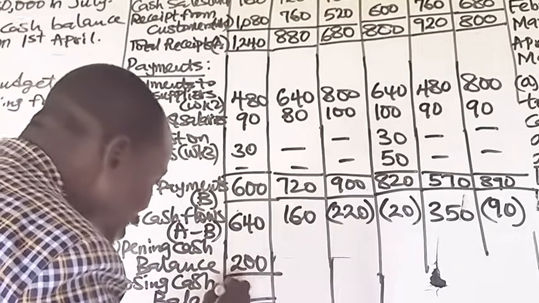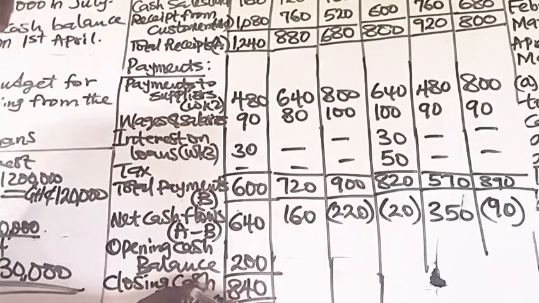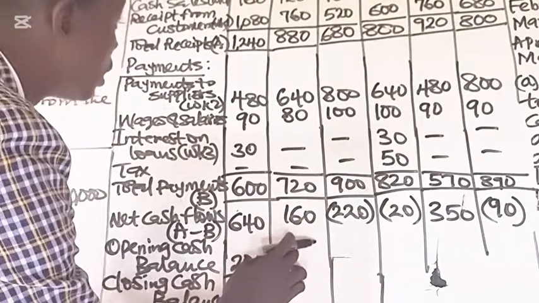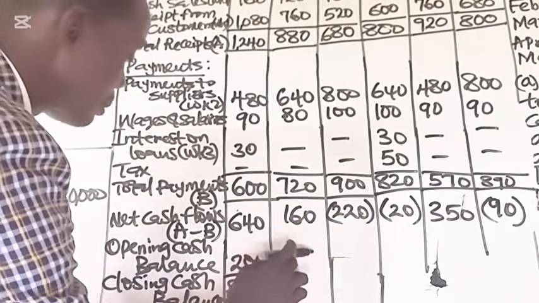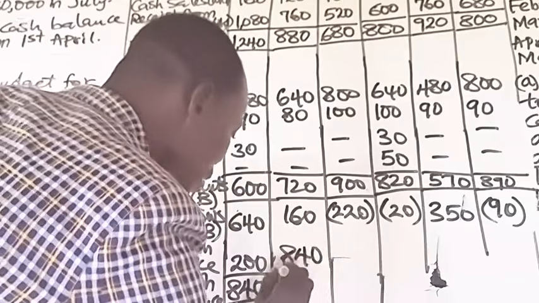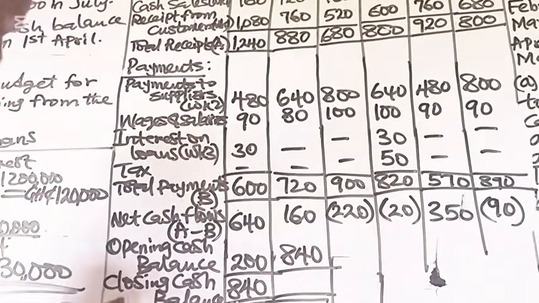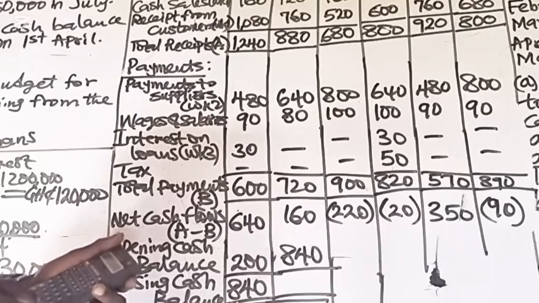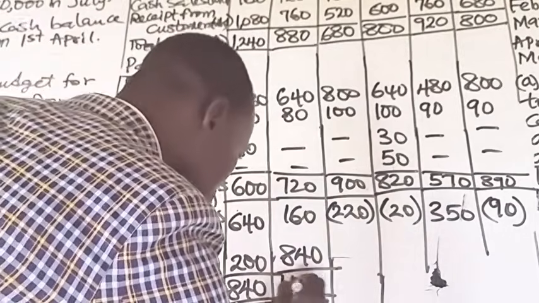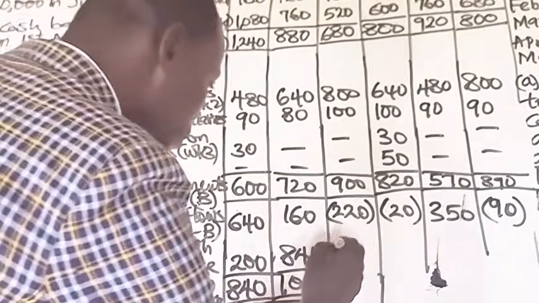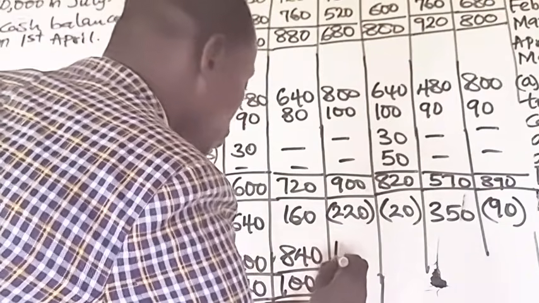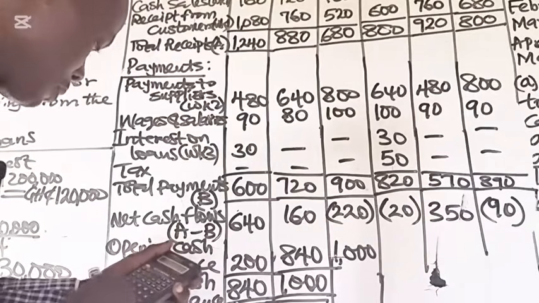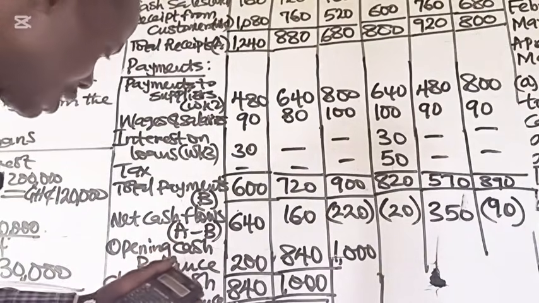640 plus 200, that is 840. The closing balance in April becomes the opening balance in May. So we have 840. If you add the 840 to 160, that is totaled 1,000. That becomes the opening balance in the month of June. This is minus 220. Minus 220 plus 1,000, that gives us 780.